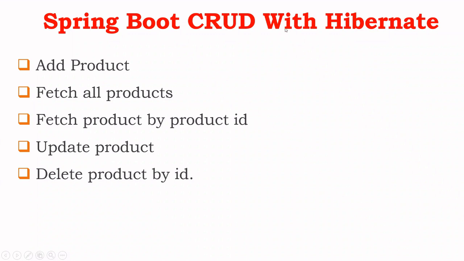Spring Boot with Hibernate. You can say CRUD or CRUD, both are right. C stands for create, R stands for read, U stands for update, and D stands for delete. We are going to write 5 REST APIs with the help of Spring REST, and for the database we are going to use MySQL, and as ORM we are going to use Hibernate, inside the Spring Boot framework.